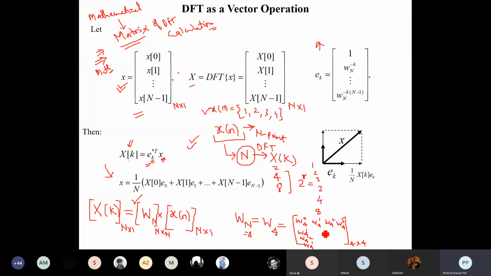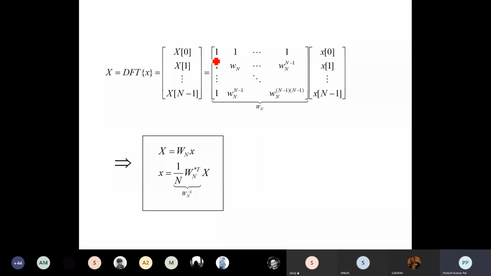Okay, so similarly we can calculate the other terms also. So here 1 is there, here 2 will be there, 3 will be there, 4 will be there. Based on that we will finally find out the value of W of n, that is W of 4 value, and we will be requiring W of 8 value. So in calculation of DFT by using matrix method, we need these two values.